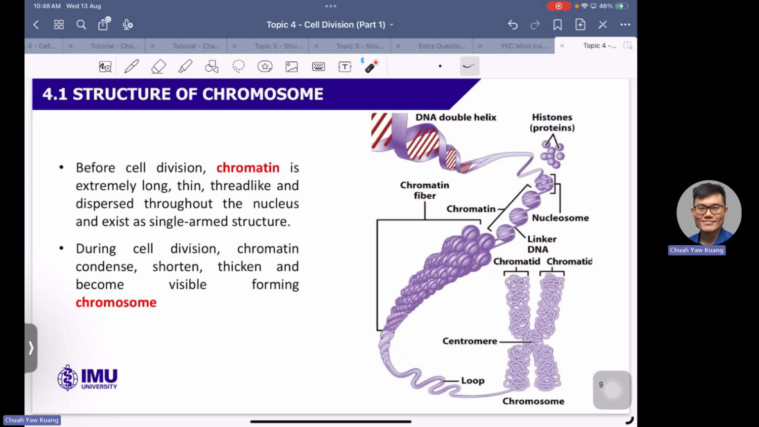So yeah, that's what is shown here. This is chromatin, and this is one 8 histone protein, right? Then they form one nucleosome. Nucleosome coil become the chromatin. Then chromatin further condense and coil become the chromosome.